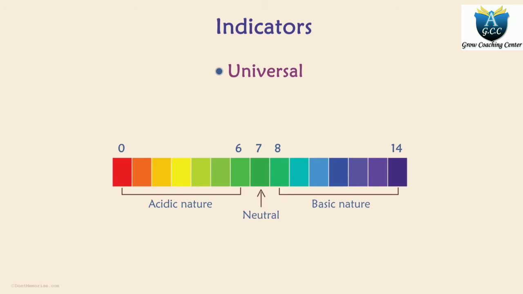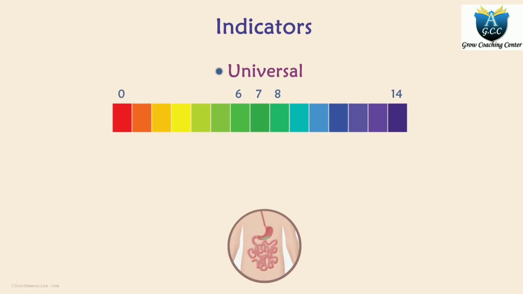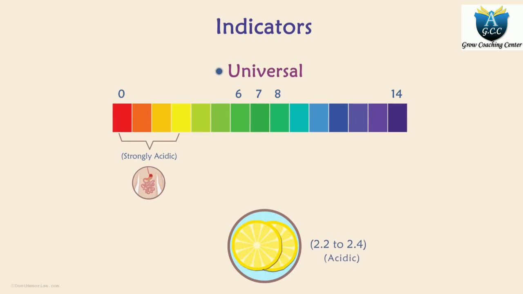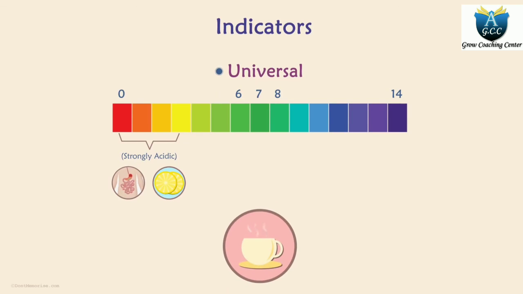Let's see what colors some of the most common substances result in. Do you know the acid that forms in our stomach? Yes, gastric acid. It has a pH of about 1.2. And that tells us how acidic it is. Lemon juice has a pH of around 2.2 to 2.4. What about coffee? It has pH of about 5.